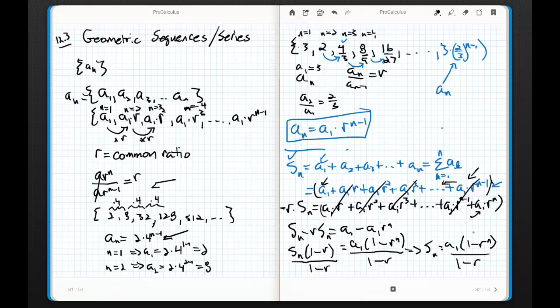Now, that's a beautiful equation right there. That tells me that I can sum up a whole bunch of stuff, right? All kinds of stuff in one fell swoop with one equation. Very much like what we had when we did our equations for arithmetic series.